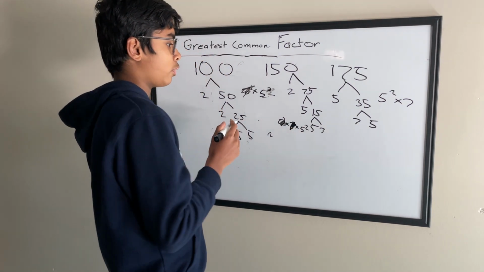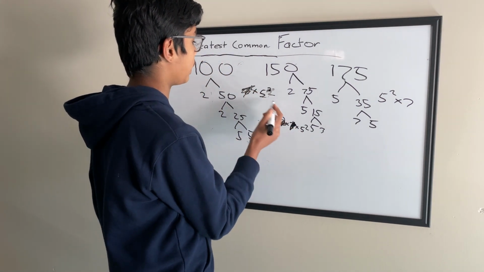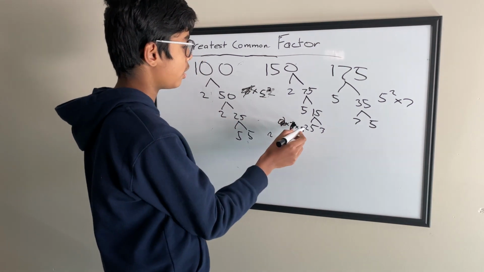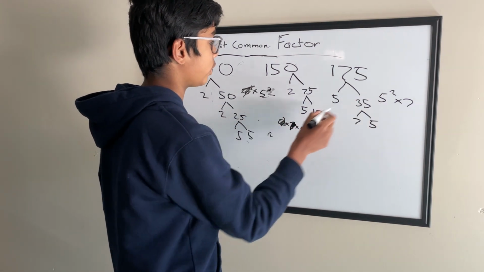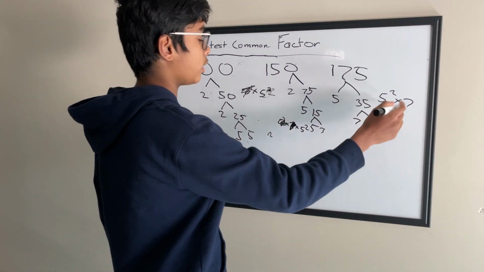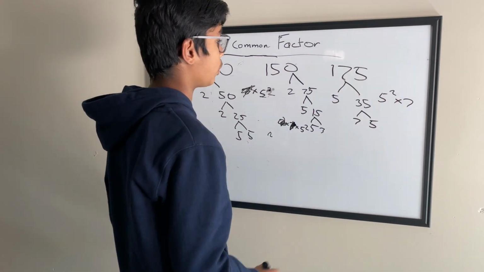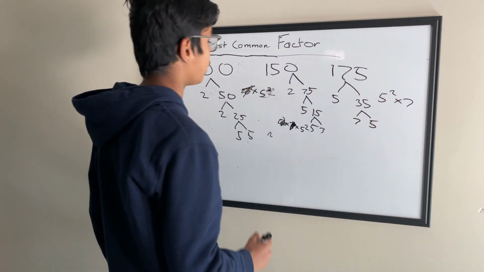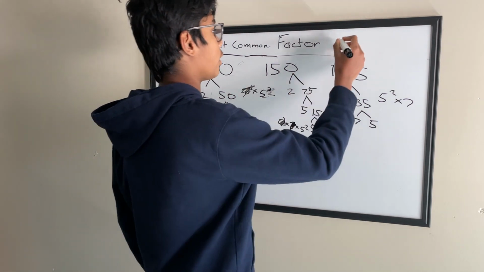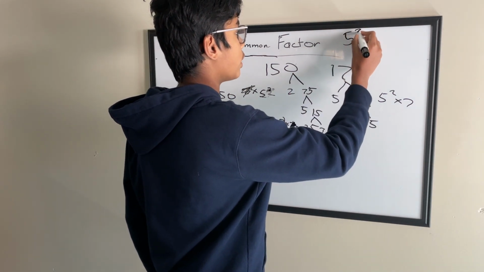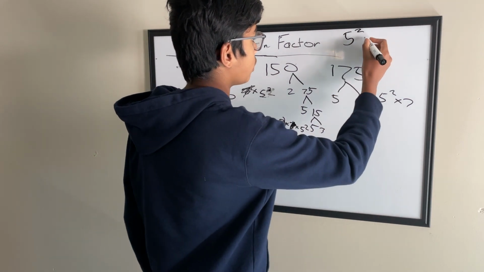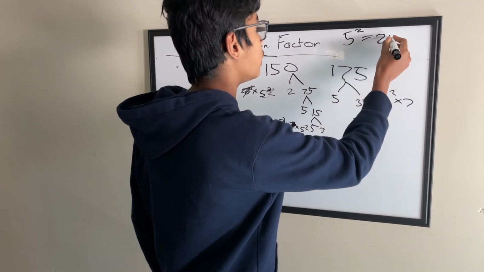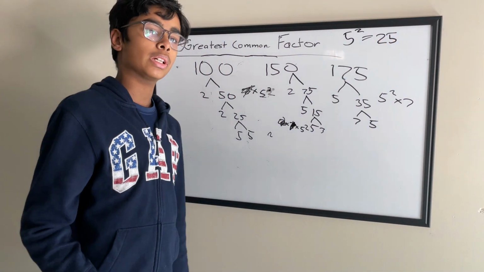What about 5 squared? Yes, we can use it because 5 squared, they're all common. And 7 we can't because that only works for 175. So the greatest common factor would be 5 squared or 25. So you can see that we can also use it with big numbers like this.